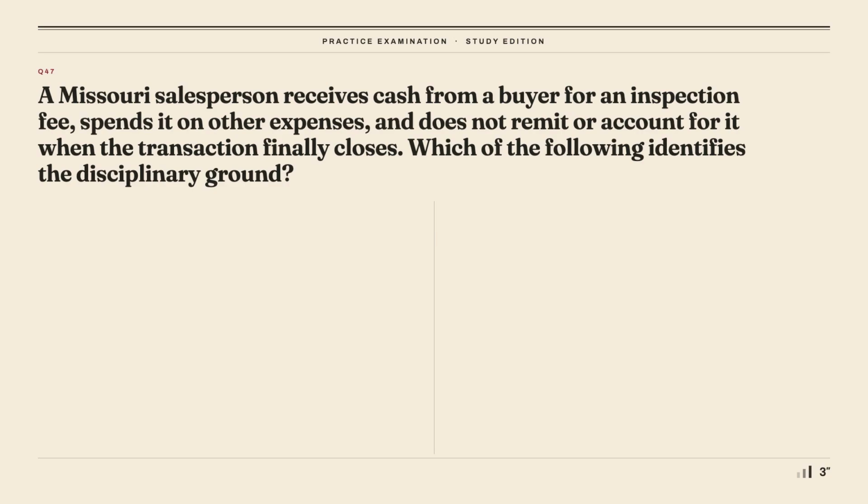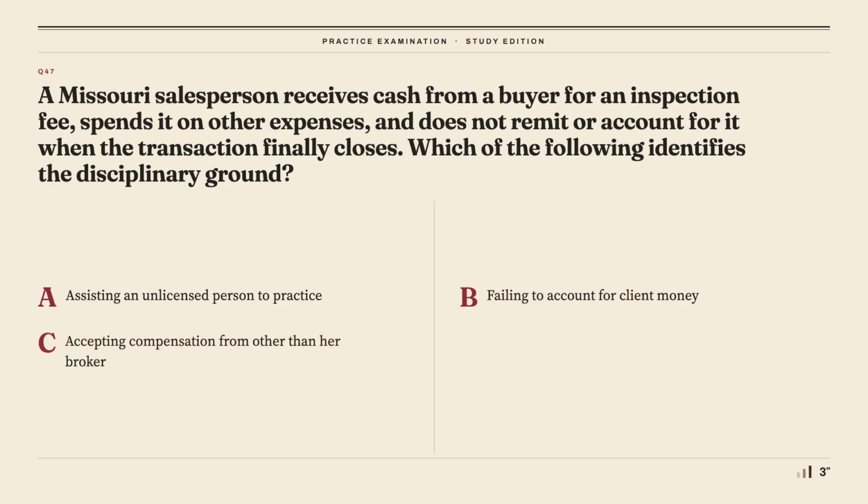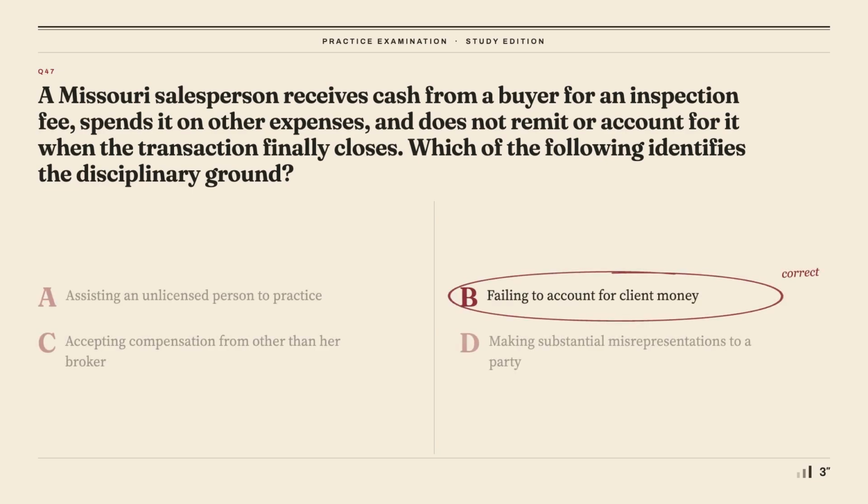Your options are: A. Assisting an unlicensed person to practice. B. Failing to account for client money. C. Accepting compensation from other than her broker. D. Making substantial misrepresentations to a party. Don't overthink it. Which one feels right? The correct answer is B. Failing to account for client money.